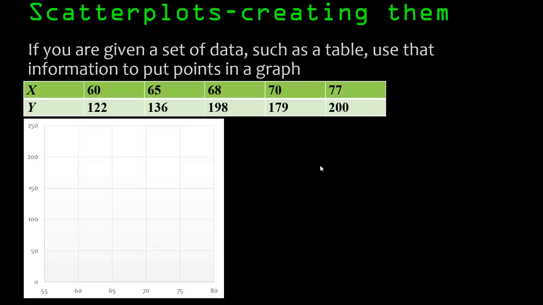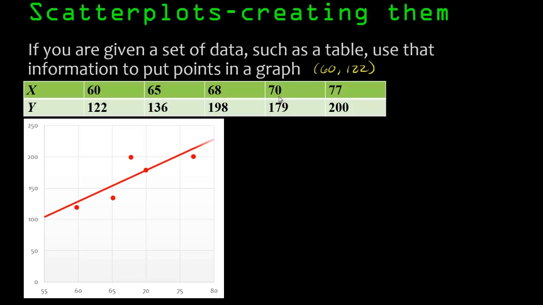All right, so creating scatter plots. This is really easy. If you're given a set of data, like a table, you're going to use that information to put points in a graph. If these are my x values and these are my y values, all you have to do is read them like a graph. The first one would be, I need to put a point at 61, 122, which would be right about there. 65, 136 would be about there. 68, 198 would be about there. 71, 79 would be about there. And 77, 200 would be about there.